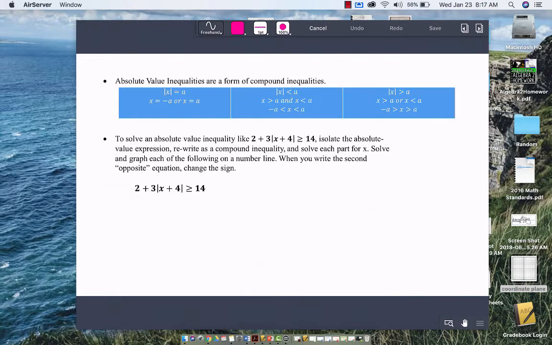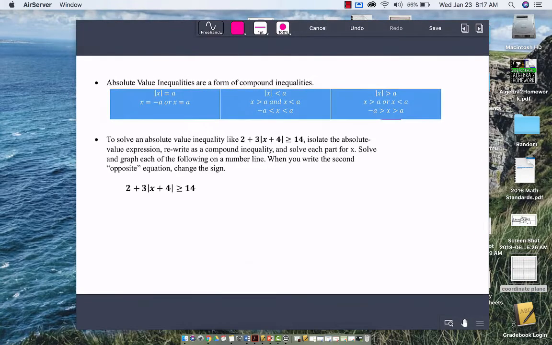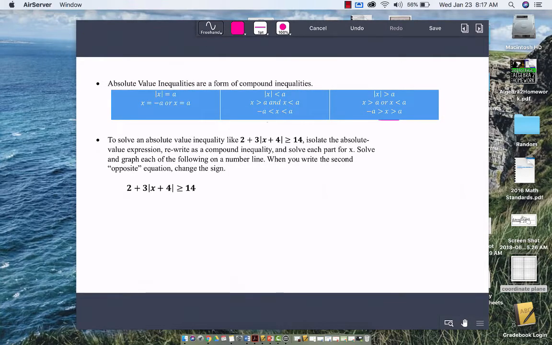And as we move on here, I did give you guys a chart. So when we're dealing with absolute values, they're always going to be compound inequalities. And if it's just the absolute value of x, what we're saying is that the distance is equal to negative a or is equal to positive a. But when we come to an inequality like we are here, if we are given a less than symbol, we kind of have the "and" situation happening, and the greater than symbol is going to kind of be an "or." And so let's see how that kind of plays out here.